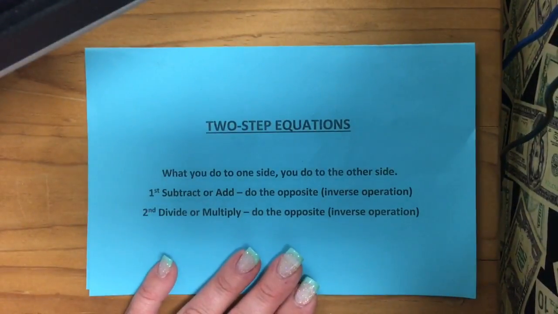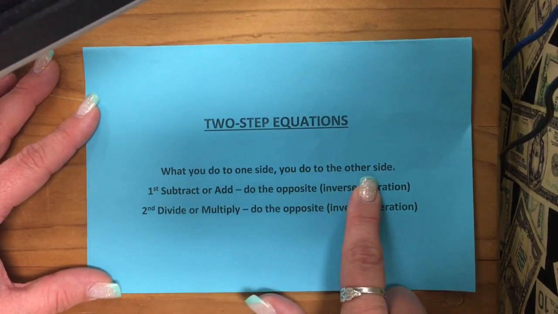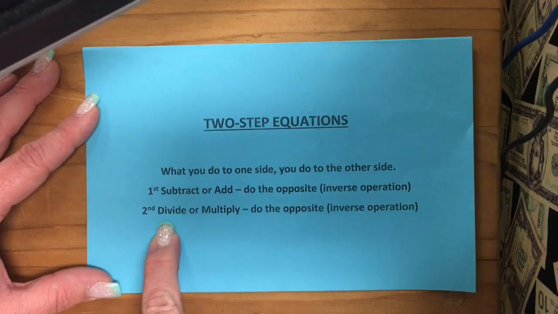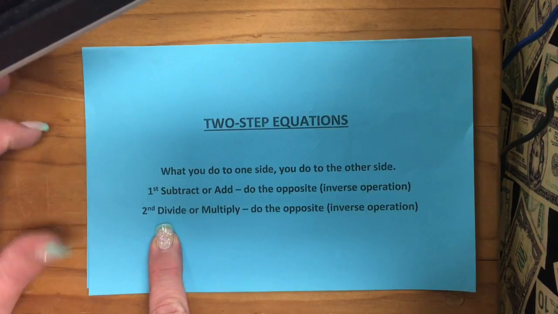All right, so remember, when you are solving two-step equations, what you do to one side, you do to the other side. The first thing you're going to do is add or subtract, whatever is opposite. And then the second thing you're going to do is typically divide. It could be to multiply, but normally it's going to be divide for 7th grade.